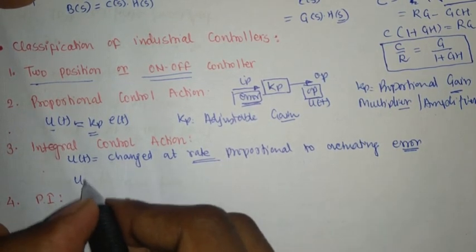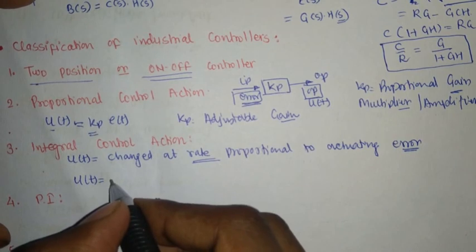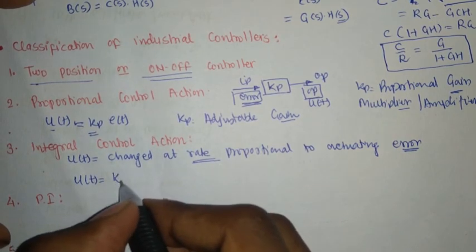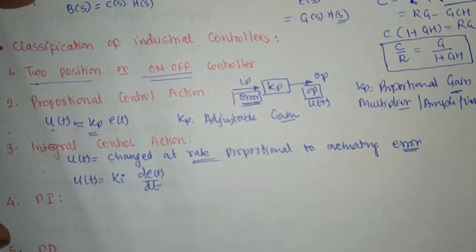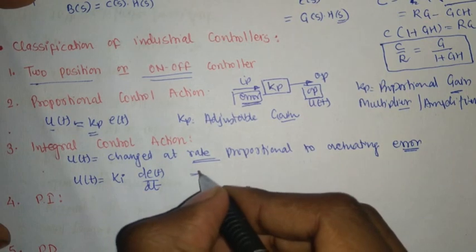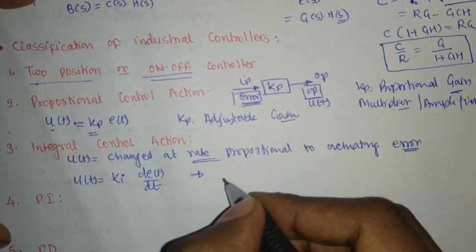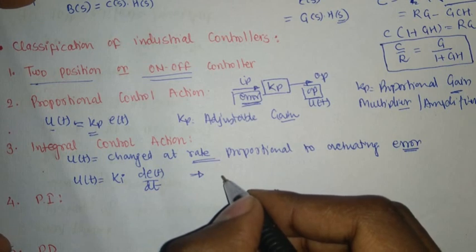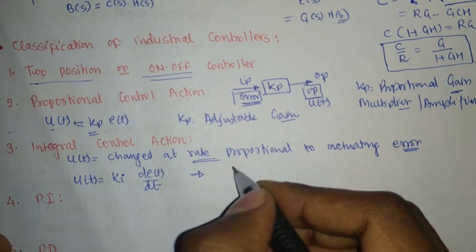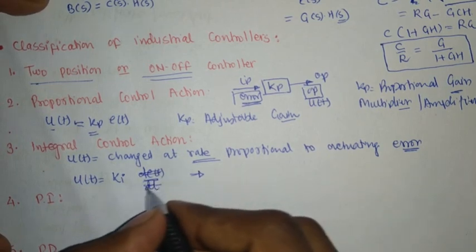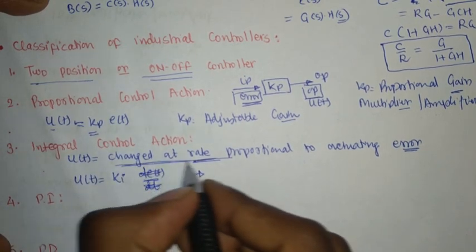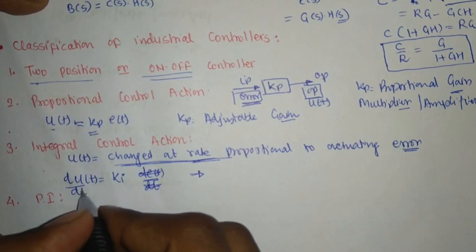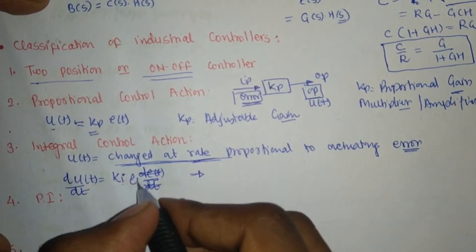Okay, so what will happen here is that u(t) will be proportional to, so when I apply some proportionality constant, it will be de/dt. That is our system here. I've just said it the other way. It is at a rate proportional to the actuating error. u(t) is changed at a rate, so the rate is the change of u(t). So du/dt will be there, and it will be Ki into e basically. So that will happen here.